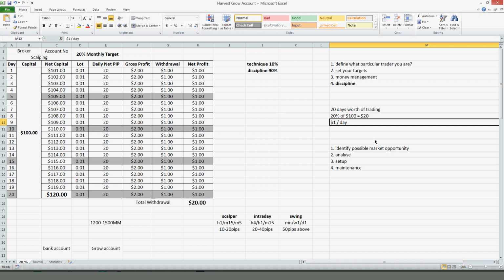So by calculating these numbers and dividing them, it becomes much more achievable on a daily basis. It is much easier for you to achieve a dollar a day, because I'm pretty sure that all of you out there will be able to achieve more than this in a particular day. Okay, so let's say that we want to achieve $1 a day, because that is how we want to grow this account.